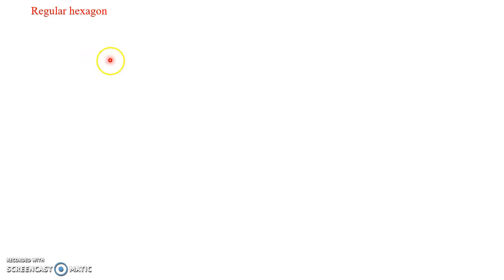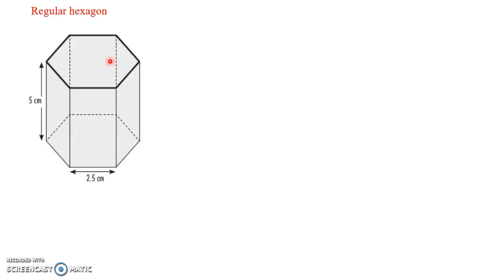The regular hexagon. First and foremost, I need to understand that a regular hexagon or a hexagonal prism has a base which is in the shape of a hexagon, and the top is the same shape, a hexagon. This hexagonal prism has 6 sides. Let's count them. That's 1, 2, 3, the one in the back 4, 5, and this one is 6. In the case of this example, I'm given a side length of 2.5 centimeters and a height of 5 centimeters.